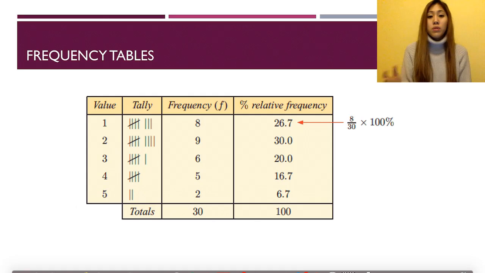In order to calculate percent relative frequency, it's kind of like in science when you have to calculate percent errors or any type of percents. So what you do is you use the individual value over the total. So for value 1, the frequency is 8. So you use 8 over 30. For value 2, 9 over 30, etc. And you multiply each of those fractions by 100 to figure out the percentage.